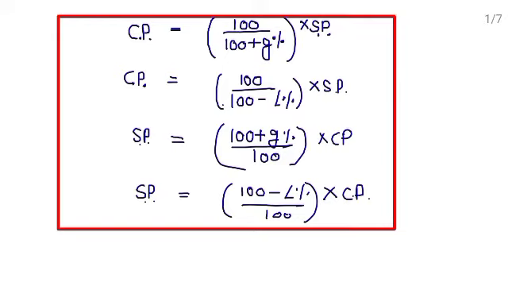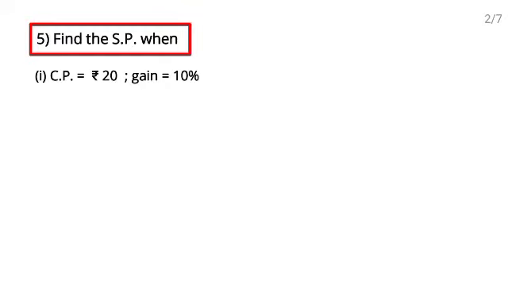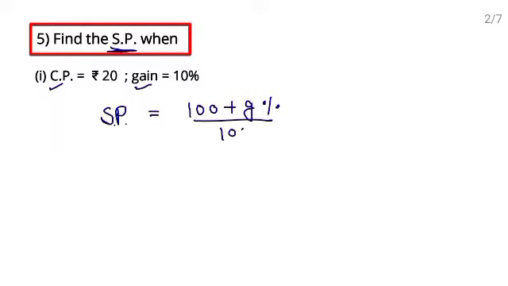So let's start with question number 5. Question number 5 is, find the selling price. We have to find the selling price when CP and gain percent are given. So what is the formula of selling price? Selling price is equal to 100 plus gain percent upon 100 multiplied by CP, right?